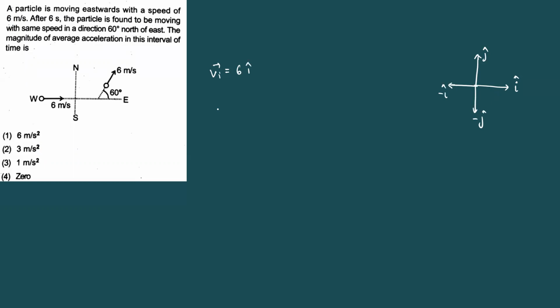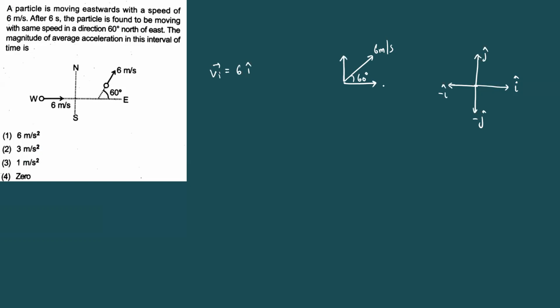And what about the final velocity? As you can see, it is neither along the x-axis nor along the y-axis. The vector is inclined. Whenever a vector is inclined, we have to resolve it. So how do you resolve 6? This is 6 meters per second, the final velocity, inclined at an angle of 60 degrees. So we can have two components, one along the positive x-axis and one along the positive y-axis.